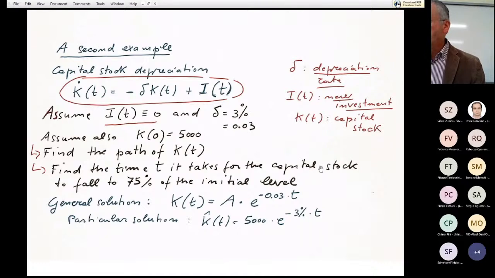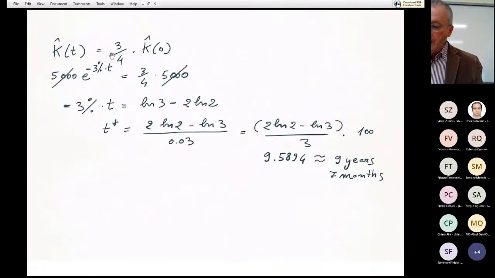Okay, so we just have to find out, once we have found the solution, at what time t the stock variable will be equal to 3/4 of the initial level.